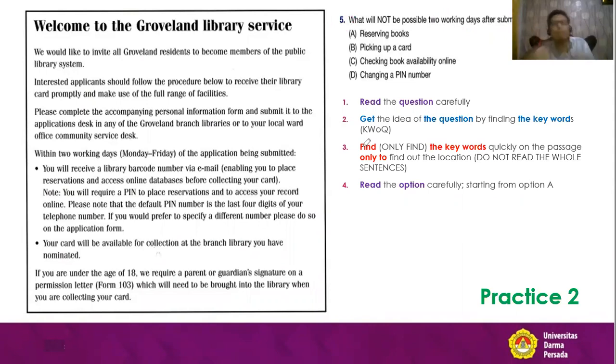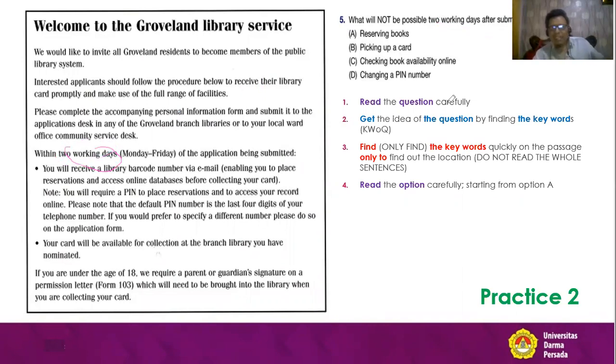So it is quite impossible that you find the answer here. No, it's rather impossible. You find the answer here, here, here? No, because this is question number 5. So it is supposed to be something in the middle of the text. Now the keyword is two working days. So we have this one, two working days.